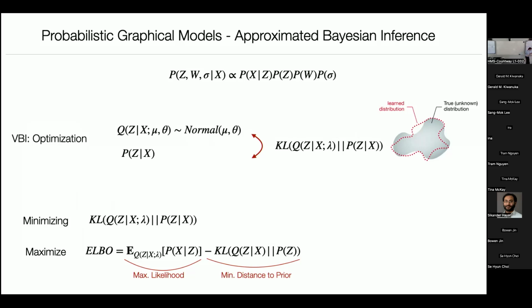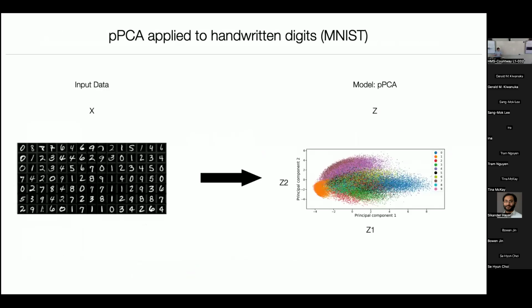The ELBO is a balance between two terms. One is the likelihood, and we want to maximize the fit to the data, but at the same time, we want our posterior to be close to the prior. Again, KL divergence is a divergence that measures distances between probability distributions. By balancing these two terms, we are able to find the distribution of our parameters, the posterior distribution. Okay. Yes. What if the true posterior is not in that family?